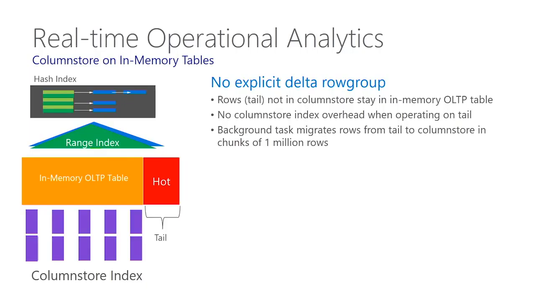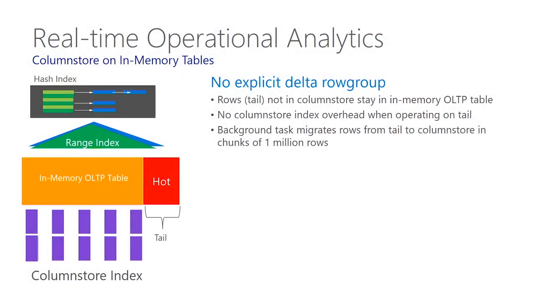Now, any transactions that are touching the hot data are not really paying any overhead for column store because there is no column store on the hot data. And once this hot data reaches a threshold, we have a threshold of a million rows, SQL Server automatically compresses this data into column store.